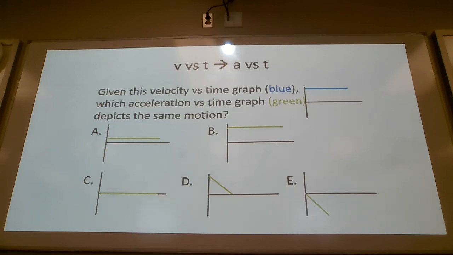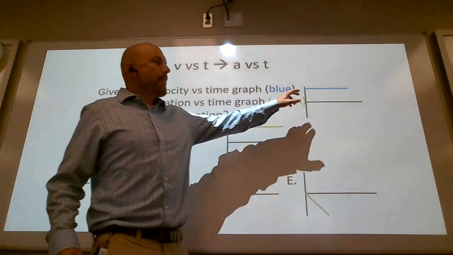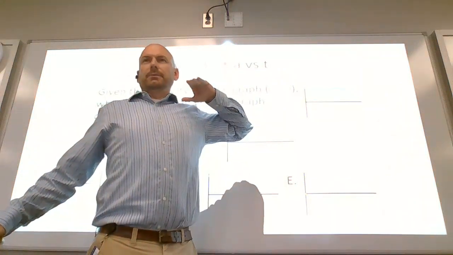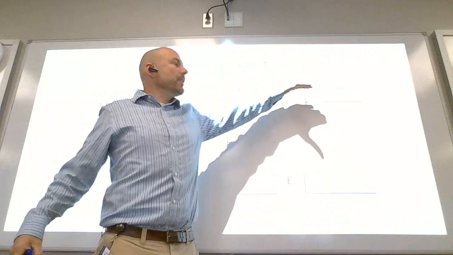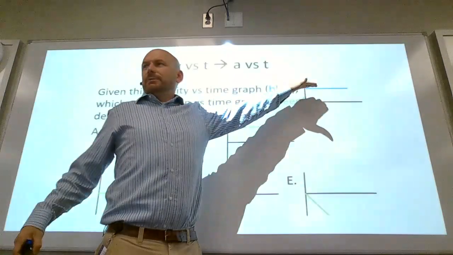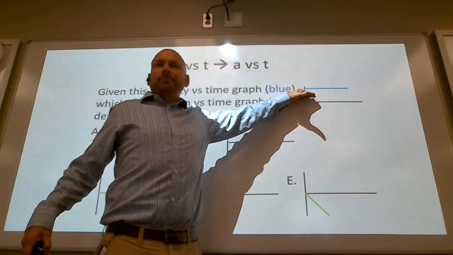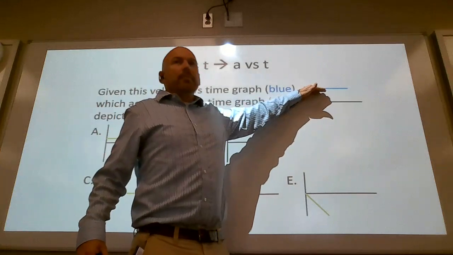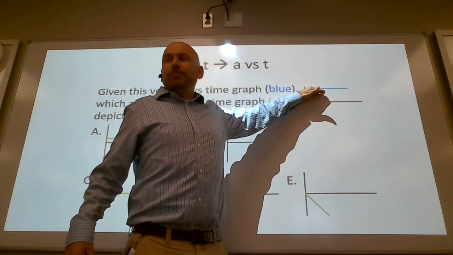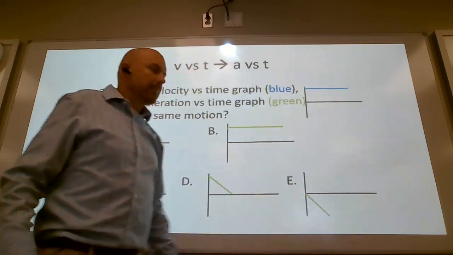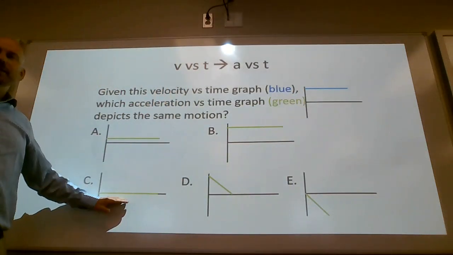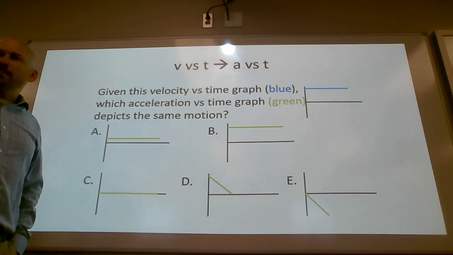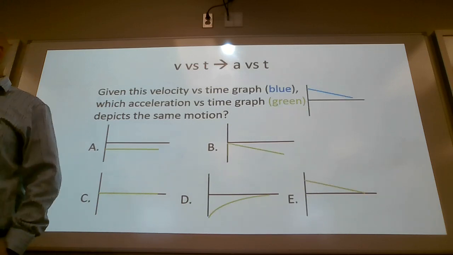Correct answer is C. How would you describe how you're moving? Constant velocity. If you have a constant velocity, how much is your velocity changing? It isn't. You have zero acceleration. And what is the slope of this line? 0. So the value of acceleration is 0. Next question.